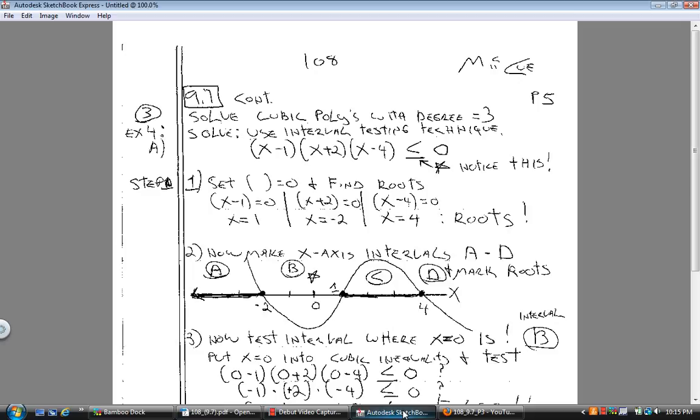Welcome to section 9.7. We are continuing on page 5 and we are going to work on objective number 3. This section is going to introduce us to cubic polynomials. This is an introduction, and the polynomial will have a degree of 3, but the textbook is simply going to help us out and give us 3 sets of parentheses multiplied together with an inequality, and we are going to go ahead and graph these.